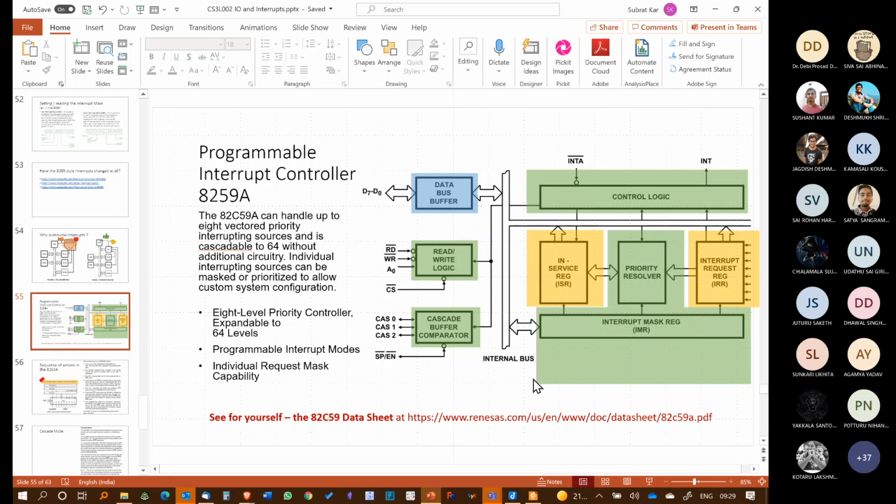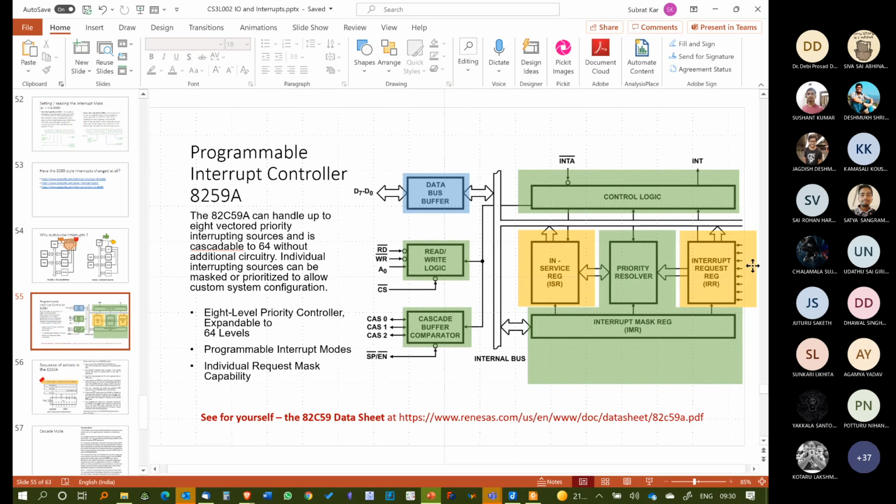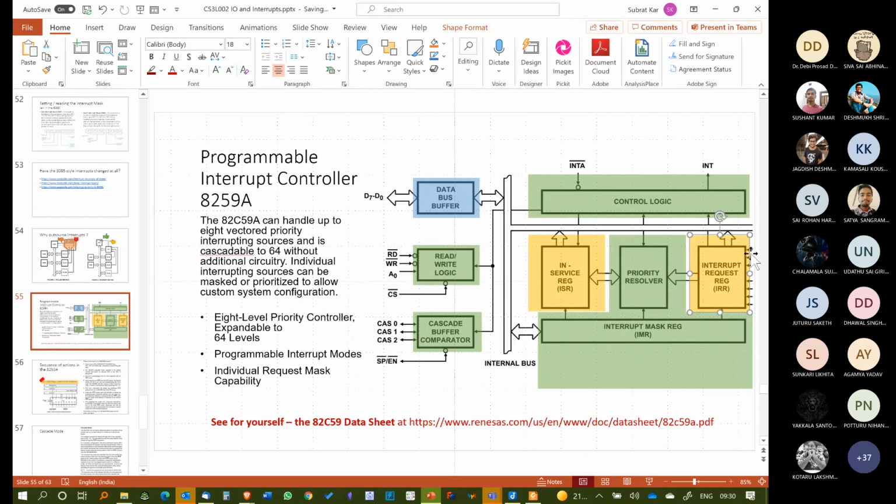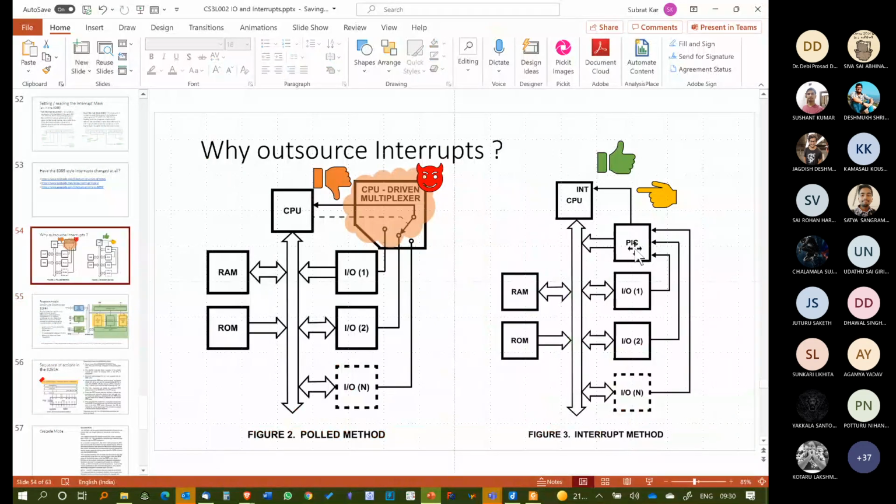So this 8259 can handle 8 vectored priority interrupting sources. Oh, what does that mean? That means that if I look at this, this will accept, and where does it accept? Unfortunately, that part is not very well visible out here, but you can see these 8 interrupts on this side of the interrupt request register. Those are the 8 interrupters. So if you look at this diagram, the PIC can be connected to 8 IO devices directly.